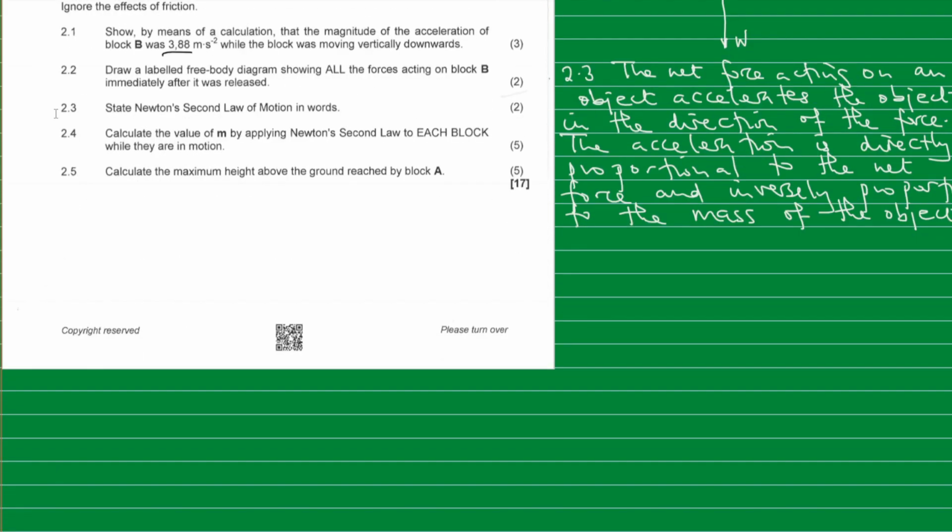So that's Newton's second law. The net force acting on an object accelerates the object in the direction of the force. The acceleration is directly proportional to the net force and inversely proportional to the mass of the object. 2.4, calculate the mass m by applying Newton's second law to each block while they are in motion.